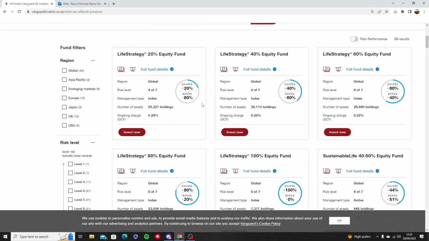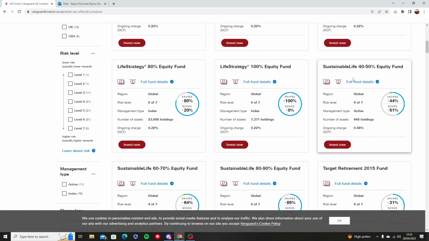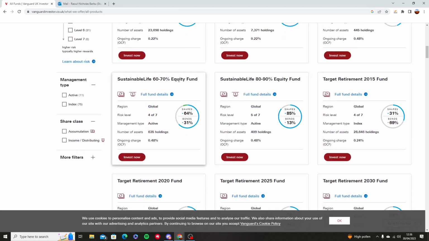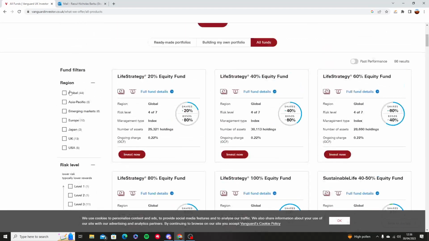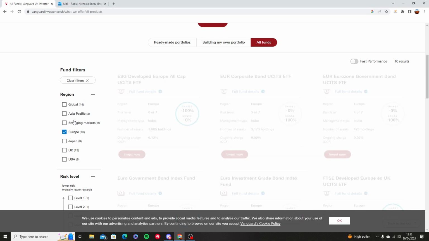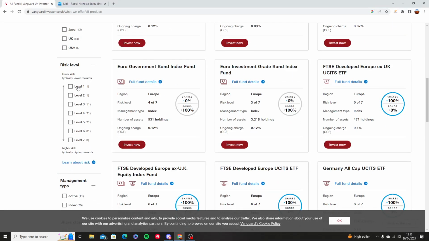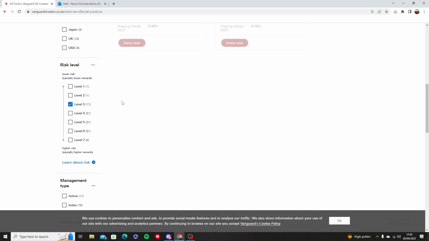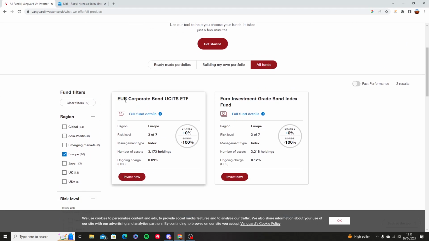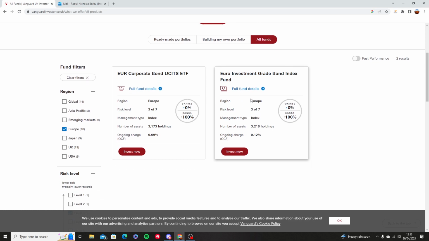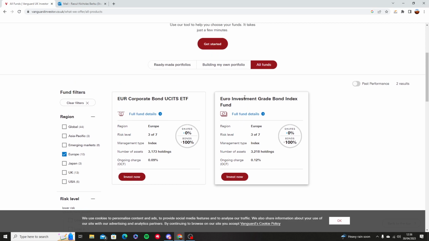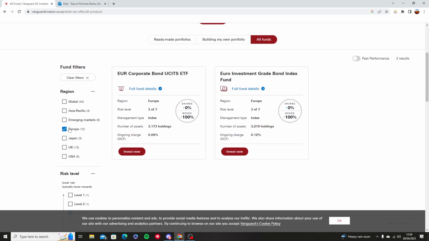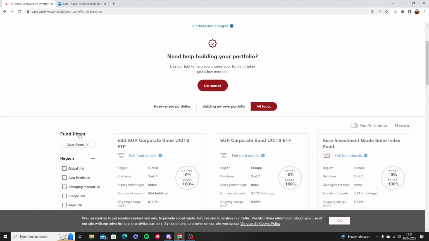So you can have a LifeStrategy 20% equity fund, which I do believe means you put 20% of it into shares. This is the 40% equity, then you've got 60%, then you've got the 100% equity fund, and you've got different aspects. And here on the left side you can see what region you want. So let's say we want just Europe. Let's say we want a typically low risk level, like let's say 3. And here are all of these investment portfolios or different accounts that you can access that are quite low level in risk.